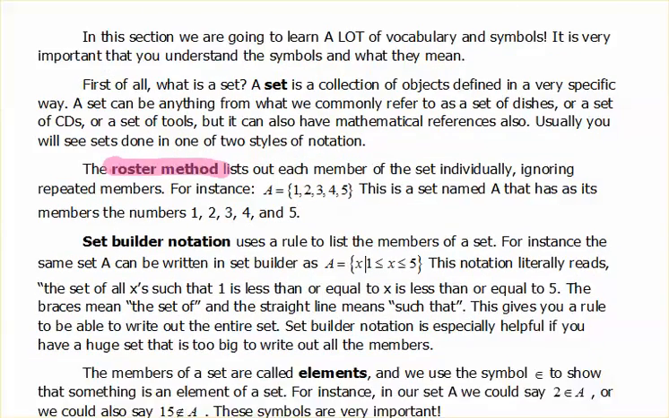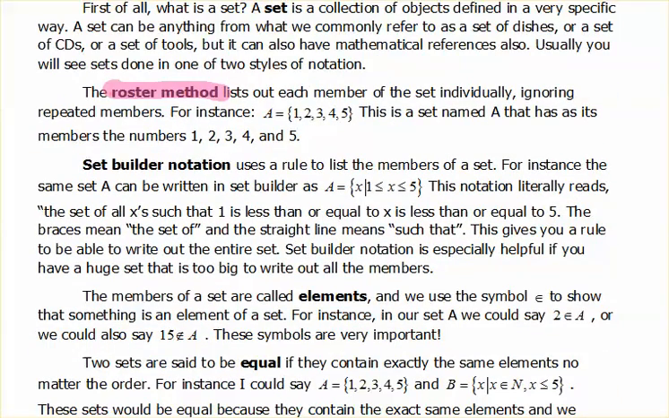Now we also have what we call set builder notation. Set builder notation uses some sort of a rule to list out the members of a set. So, for instance, that same set that we used up here, A is 1, 2, 3, 4, and 5, can also be written using set builder notation as this. Now, I want you to understand what this means.